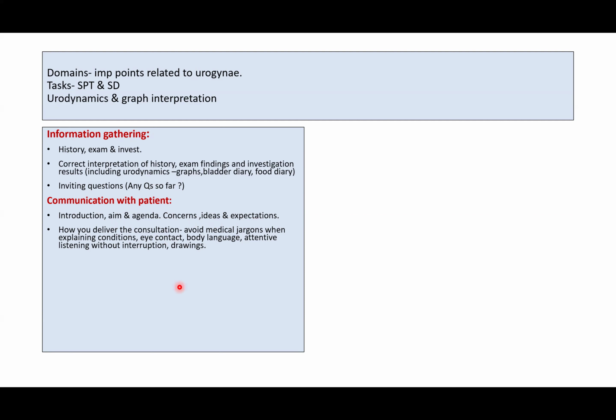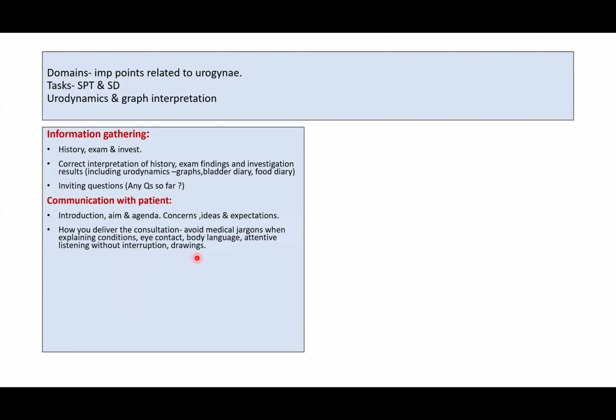In simulated patient task, there should be no medical jargons. And when you are explaining the conditions, you are not going to use any technical terminology. Your language has to be very simple. Maintain eye contact, and the body language should also be very nice. You're not going to sit arrogantly in the exam. Of course, we all are sitting in a very nice way, okay? And be an active and attentive listener. Don't interrupt the patient when she is giving you the information.